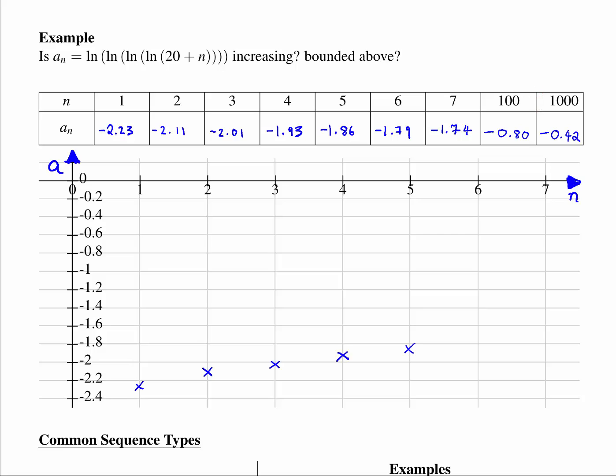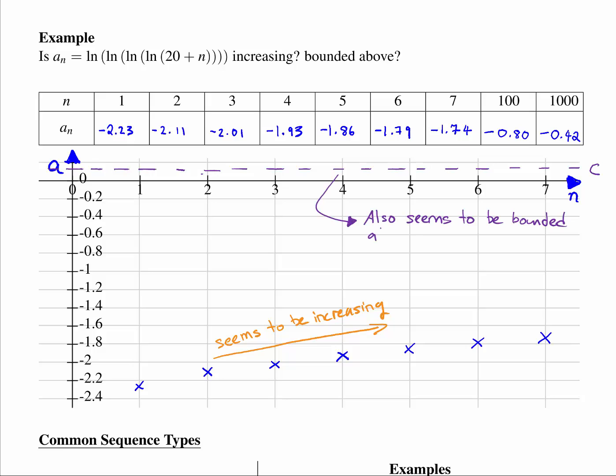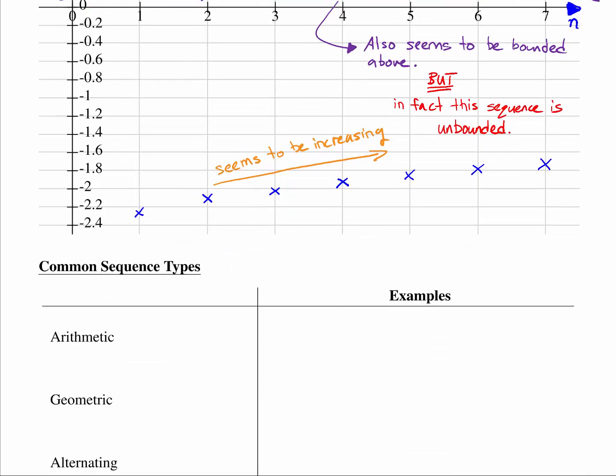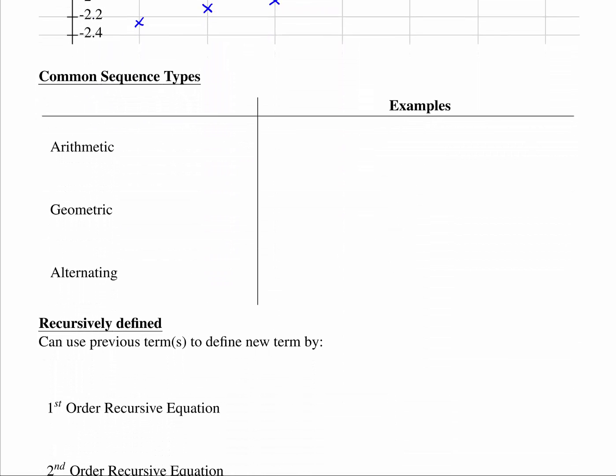So we plot these first 7, and it seems that it's increasing, and indeed this is an increasing sequence. The increasing nature of this would just follow by the fact that the logarithm is an increasing function, and compositions of increasing functions are increasing. So this plot coincides with our intuition. It also looks like it's bounded, say by 0 or some positive number drawn here as c, but in actual fact this is unbounded. This is an unbounded sequence. And so this is an indication that plugging things into a calculator does not always lead you to the right conclusion.